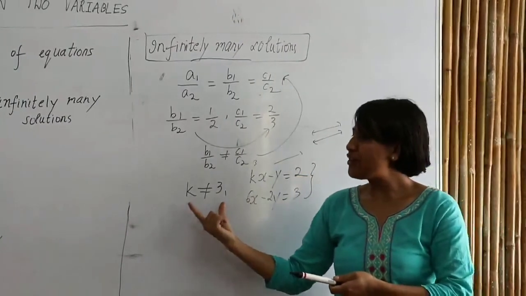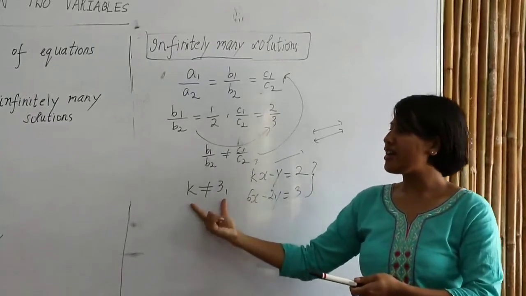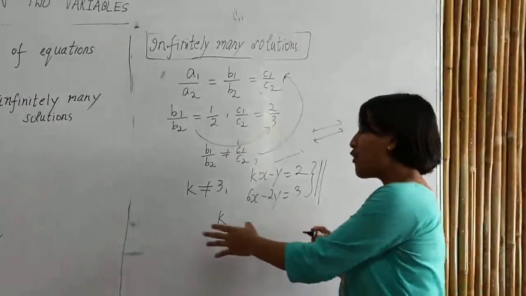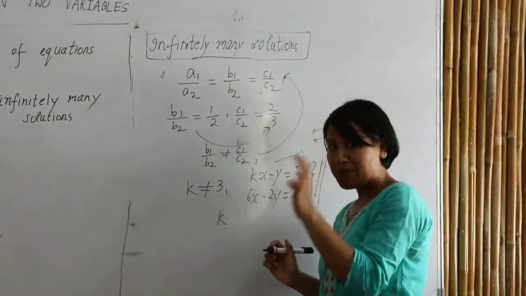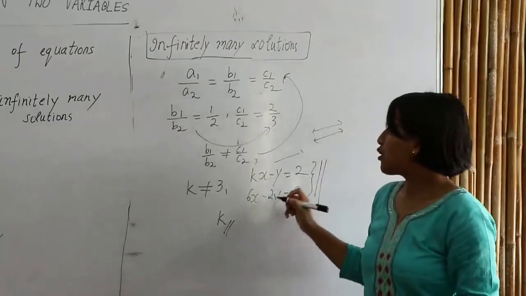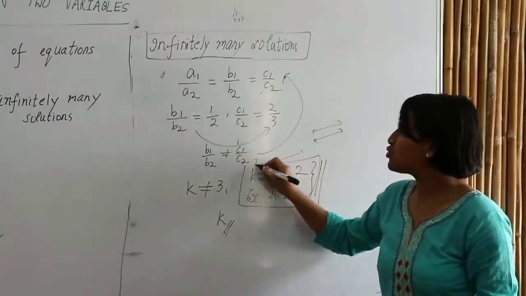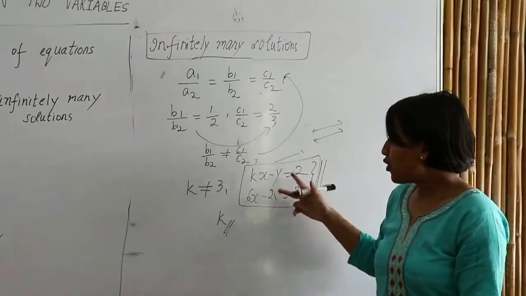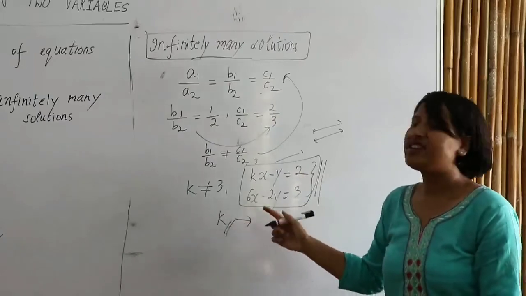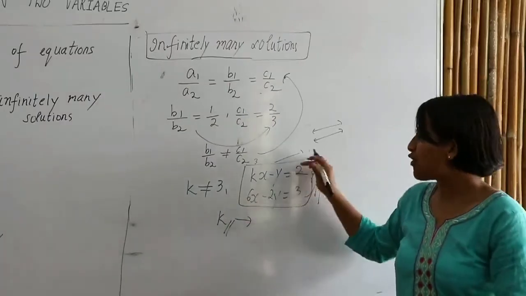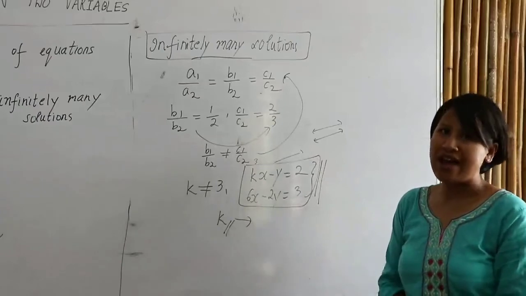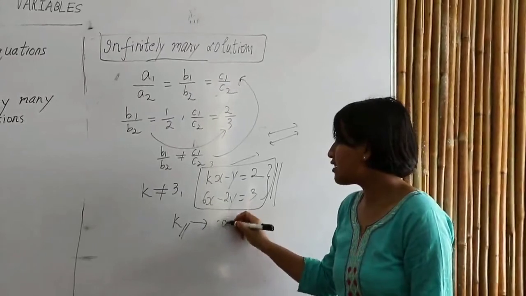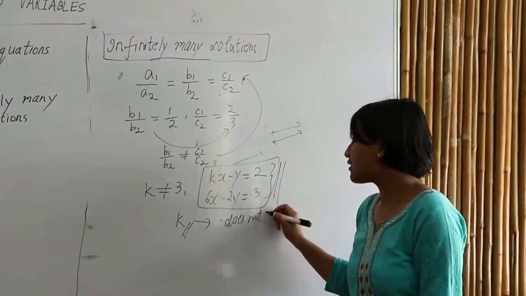But for a particular value of k, we cannot have these two equations to have infinitely many solutions. So hence we can conclude that there does not exist any value of k for which these two equations will have infinitely many solutions. So we can say does not exist.